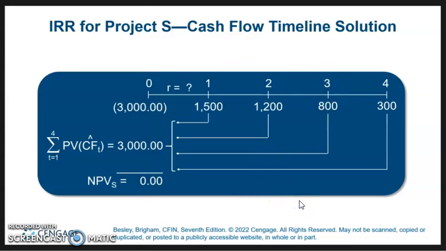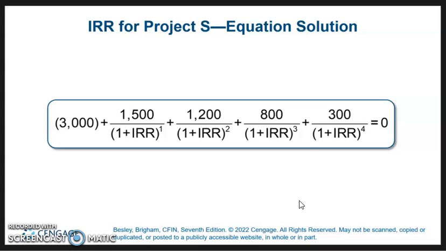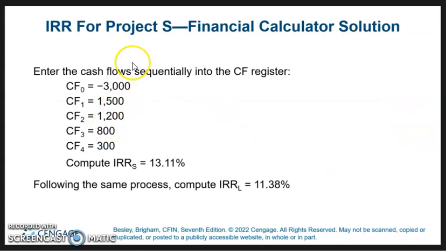So again, this is what the cash flow looks like, and you're present valuing at the IRR, and on the calculator as we entered, CF0 is negative 3,000. C01 is not CF1 on our calculator, 1,500, and on down the line to 300 in year 4. IRR compute 13.11, and as we calculated the IRR for project L, 11.38%.